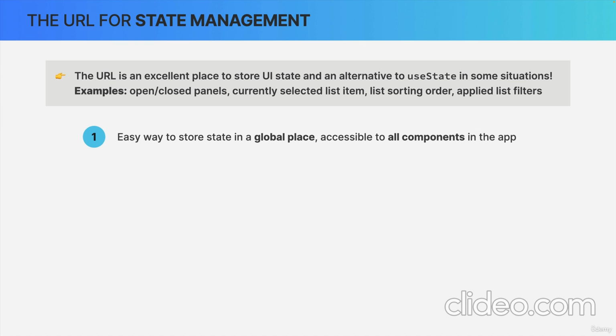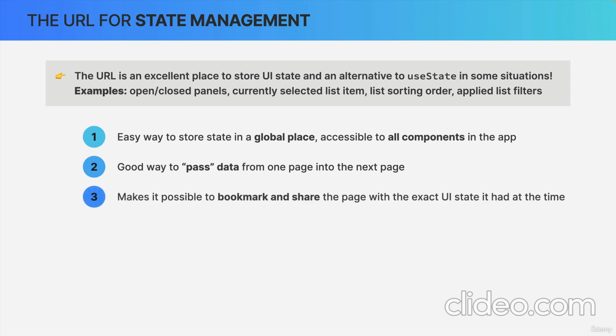Also, placing state in the URL is, in many situations, a good way to pass data from one page into the next page without having to store that data in some temporary place inside the app. And finally, another amazing reason why we should place UI state right in the URL is that doing so makes it possible to bookmark or to share the page with the exact UI state that the page had at the time that we are sharing or bookmarking it.